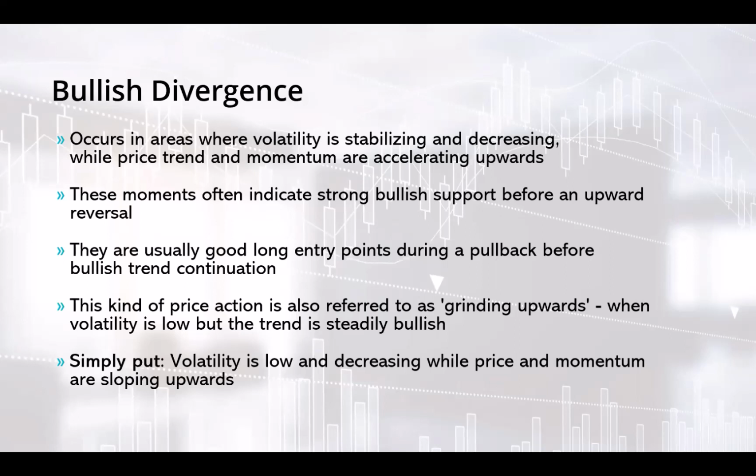All right. So simply put, when volatility is low and decreasing while price and momentum are sloping upwards, we have bullish divergence, which can be a telltale sign for an entire trend reversal or for a continuation after a pullback.